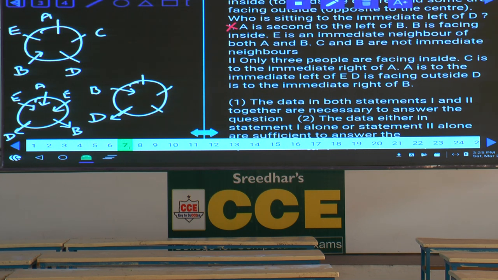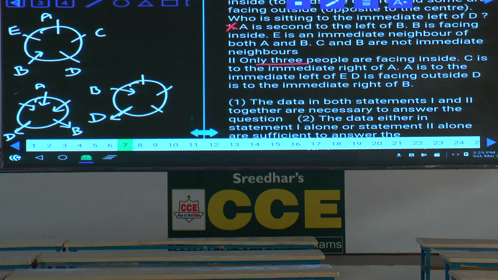Then by combining these two. If you combine these two, what is the information we have? Now we are including condition number 2 into condition number 1. C is to the immediate right of A. As this person A is facing the center, C is to the immediate right of A, then C must be here. If C is here, then who is the other person? E must be here.